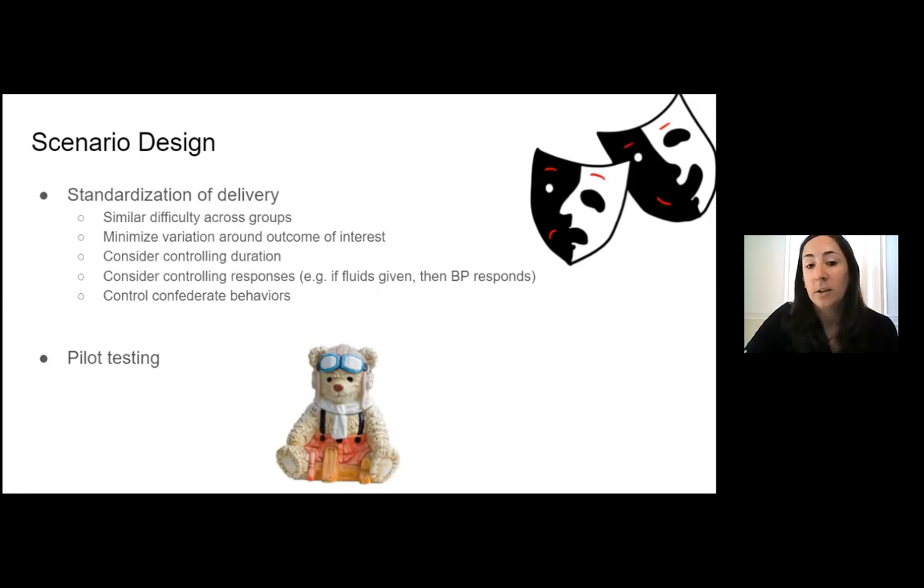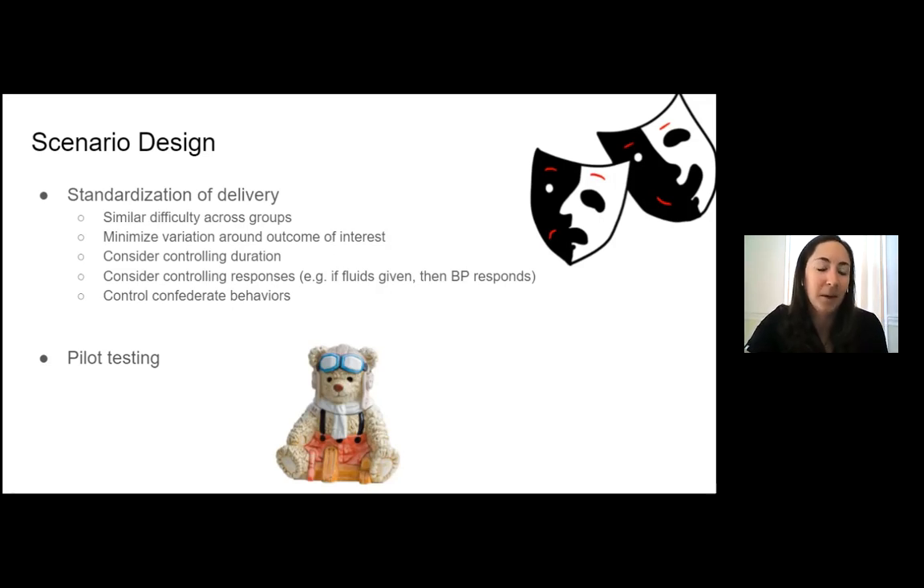Then the other thing you could consider doing would be controlling responses. So let's say instead of saying at 3 minutes, the blood pressure is going to drop, at 5 minutes, they're going to go into cardiac arrest, you would say, if they don't give fluids at this amount of time, then the blood pressure drops. If fluids is given by this time, then the blood pressure responds. So controlling your outcome based on responses is probably more realistic, but it may increase the variability in your outcomes. So you've got to think about what is more important to you.